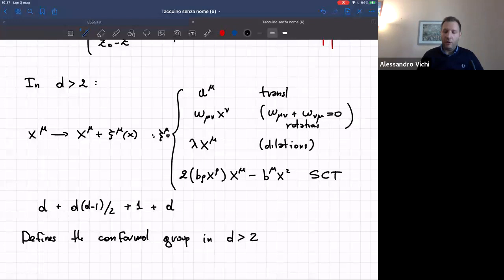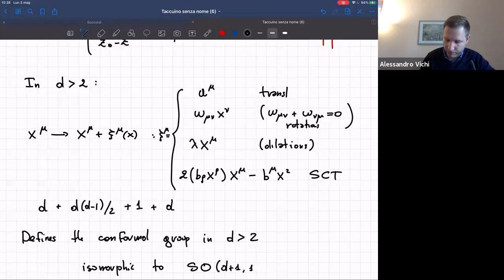And you can show that this group of transformations, first of all, can be integrated to a finite form, which I'm not going to write because it's not important. And most importantly, the generators can be arranged in such a way that the algebra of these transformations is isomorphic to the algebra of the group SO(d+1,1). So again, the Lorentz group in d plus 2 dimensions.